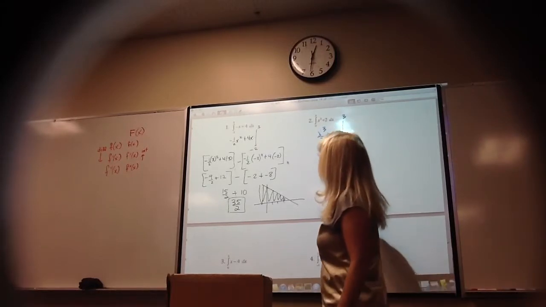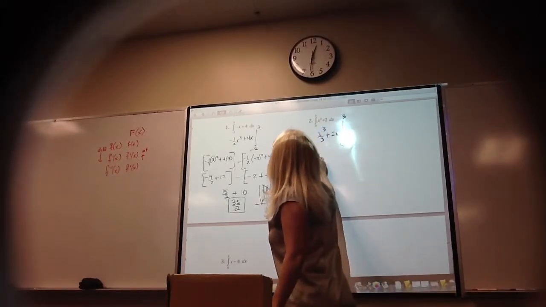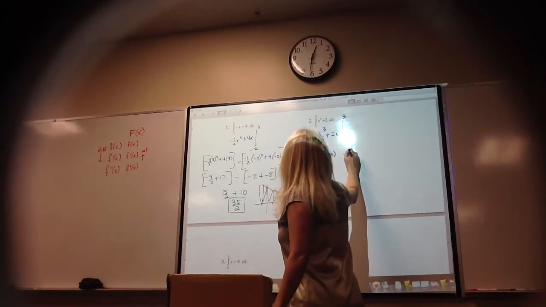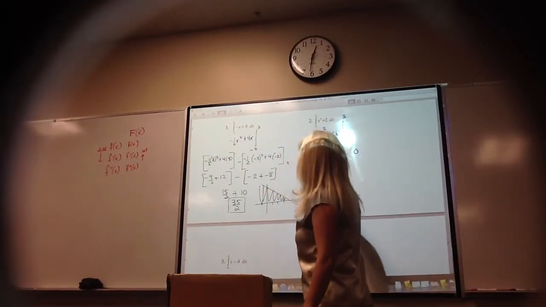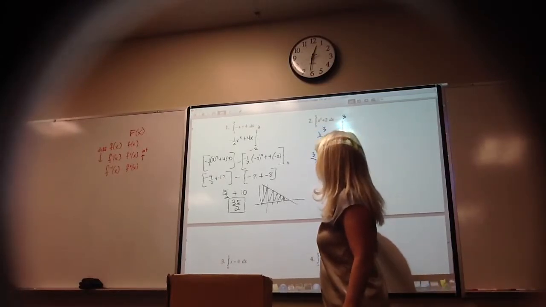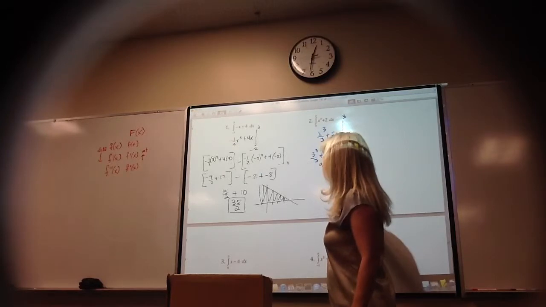Yep. Okay, so we got 3 cubed over 3 plus 2 times 3. Okay, technically minus 0. Okay, 3 cubed is 27 divided by 3, which is 9. 9 plus 6 is 15.